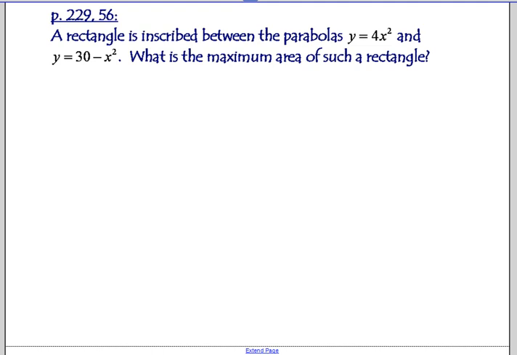Okay, we're going to do problem number 56, and first of all, I want to congratulate you because you made it to the very last problem on the homework. And even though it's multiple choice, you're not just going to take a wild guess at it, you're actually going to sit down and figure out how to do this.